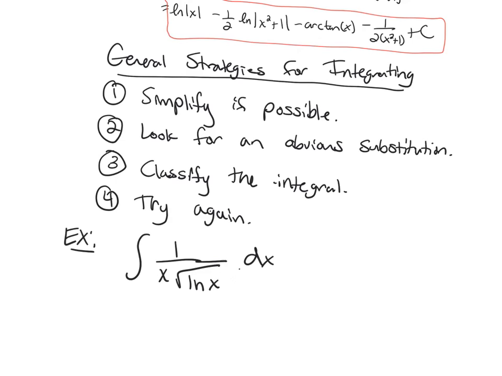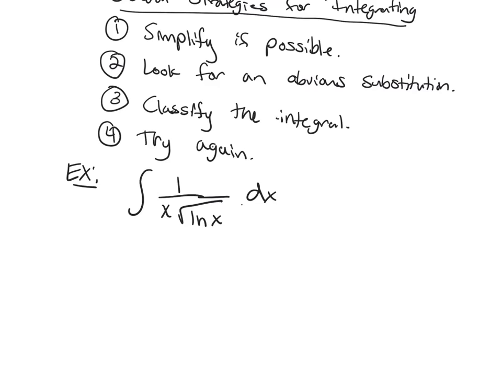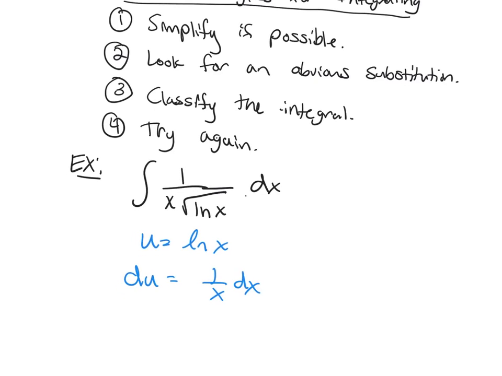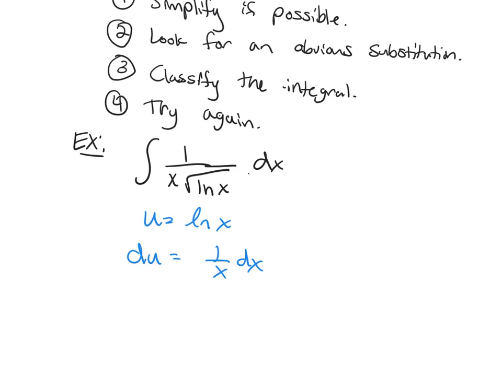If you did substitution here, what would you let u be? Natural log of x. Okay, what's the derivative of that? 1 over x. Hey, in my integral, I have a 1 over x. So that tells me, okay, substitution is going to work here. So that would be the obvious substitution this time. U equals ln of x, du is 1 over x dx. And now we just plug our substitution into our integral. So you're going to get the integral of 1 over the square root of u du.